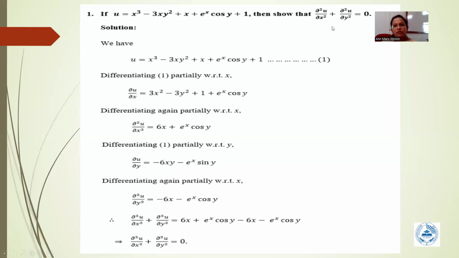Now in the question, it is asked to add them. That is, we have to add this expression and this expression. Let us add them. You can see 6x and minus 6x cancel. e raised to x cos y minus e raised to x cos y cancels. So we get the answer as 0.